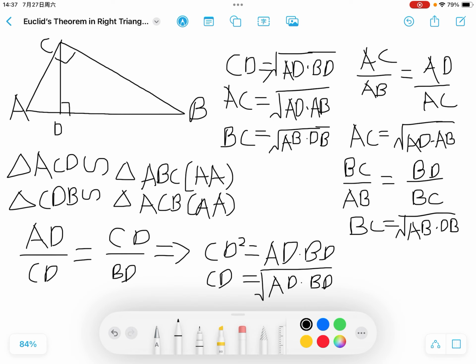So we've proved the 3 rules in Euclid's theorem for right triangles. I hope you find that useful.